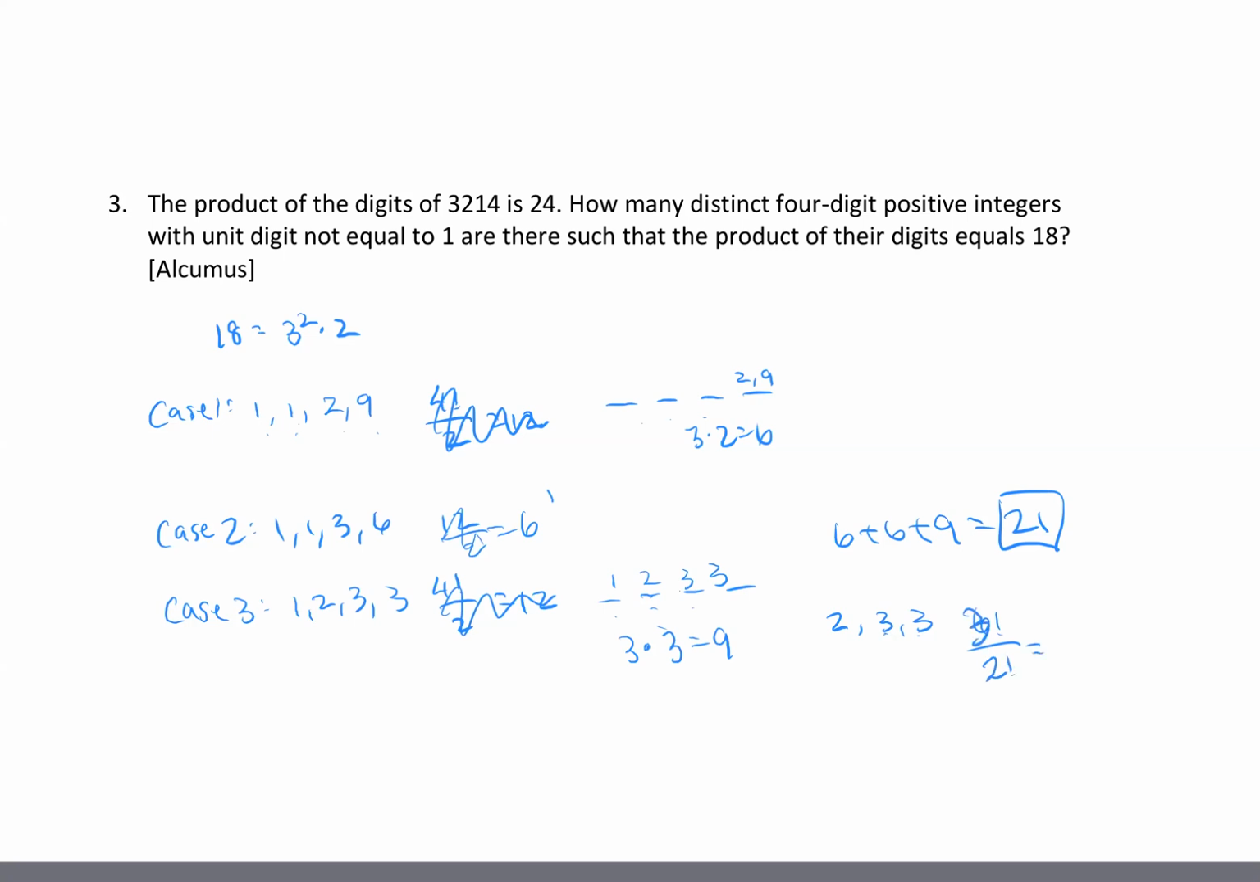Wait, I'm sorry, this should be a 3. 3 factorial over 2 factorial, which is 3. So this accounts for 3, 2, 3, and 3, 3, 2. Does that make sense? Okay, so no questions.